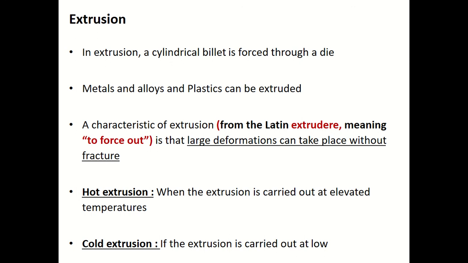Okay, so that is a characteristic of extrusion. Large deformations can take place without fracture. So the material undergoes high values of strain. Simply, I can tell you extrusion is a process by which a block of metal is reduced in cross section by forcing it to flow through a die orifice under high pressure.